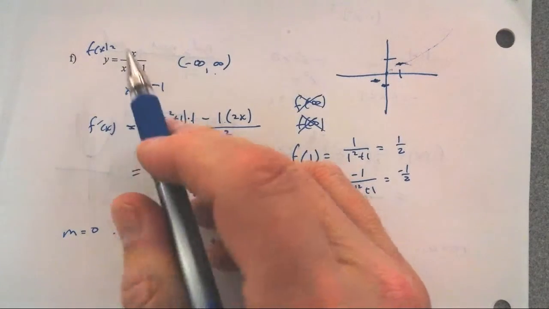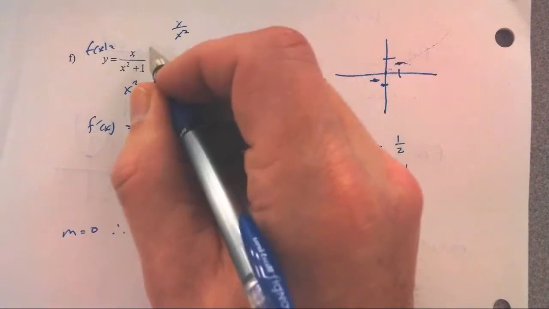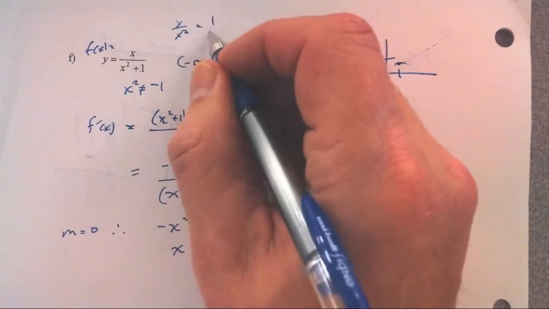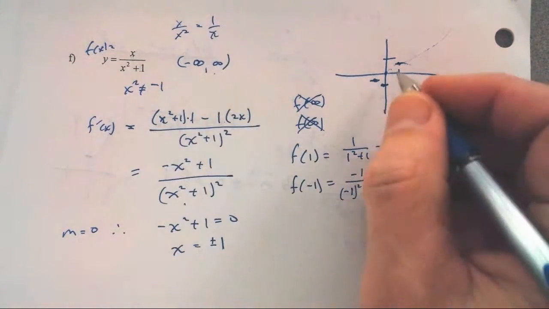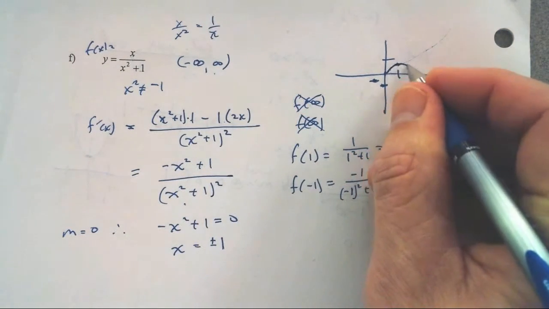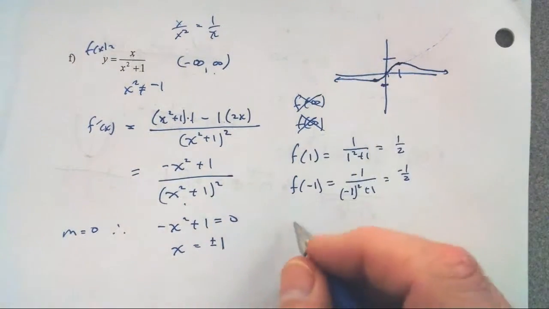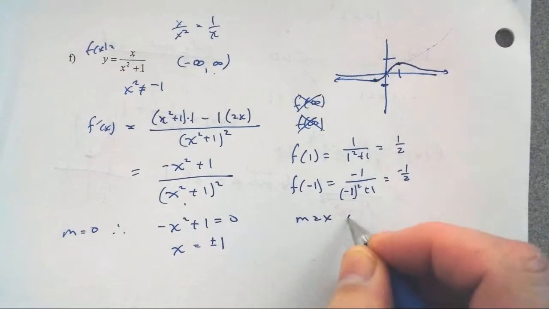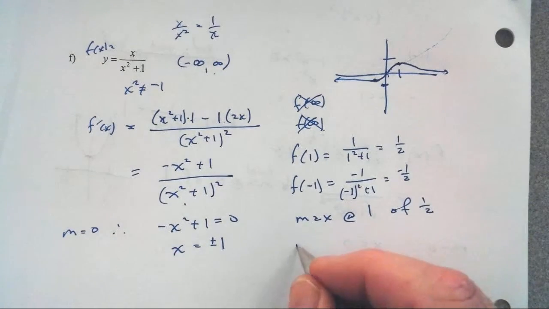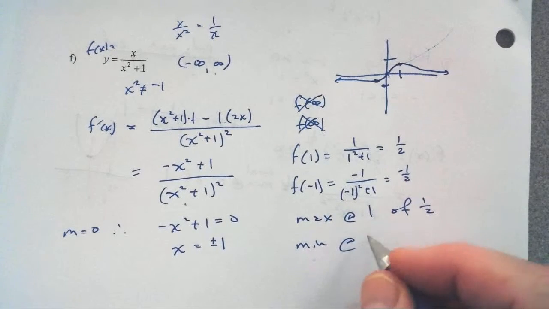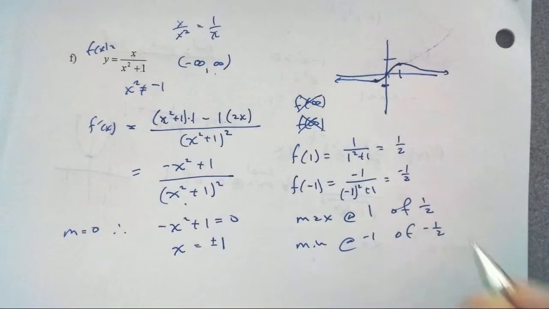This graph, eventually, the 1 doesn't really matter. Eventually, it wants to look like x on x squared, so eventually it wants to look like 1 on x, and eventually, when x becomes a billion, we got basically 0. This is going to get sucked into 0. And this is going to get sucked into 0. Therefore, our max occurs at 1, and it is a maximum of 1/2, and our min occurs at negative 1, and it's a minimum of negative 1/2.